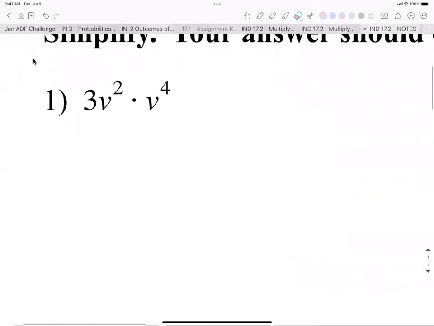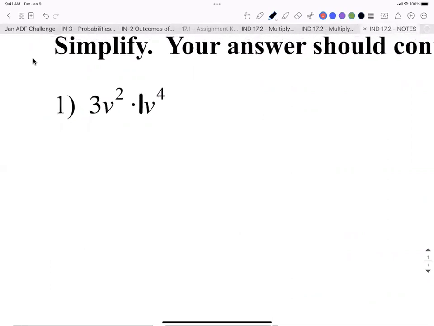All right, so example number 1, and based on our steps, step 1 was to multiply the coefficients. Coefficients are the numbers attached to the variables, and even though it's not there, there is a coefficient with that v. It's just a 1. It doesn't change anything. 3 times 1 is 3. So when we're simplifying this, 3 times 1 is 3. That is step 1, which is multiplying the coefficients.